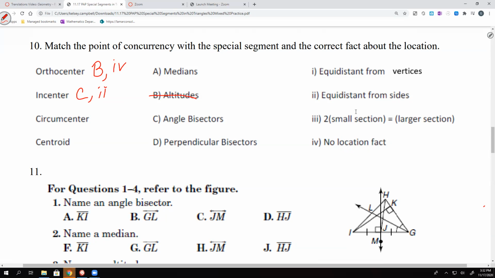All right. Now, how about the circumcenter? We just learned this one. Well, right, perpendicular bisectors. Okay. And it's equidistant from the vertices. Yes.